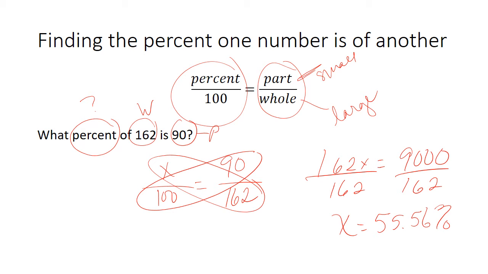Now, let's look at that and make sure it's reasonable. Should 90 be a little more than half of 162? Well, half of 162 would be about 81. And so 90 is a little more than 81, so that is a reasonable answer.